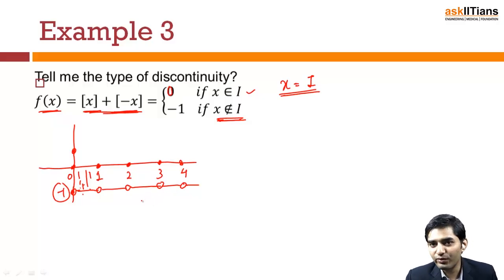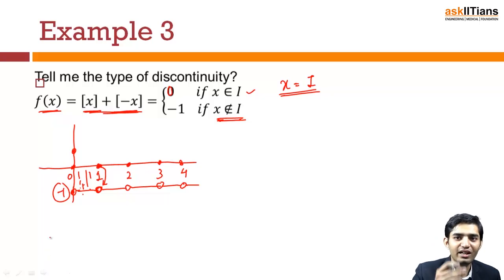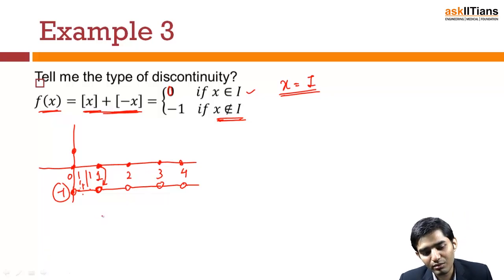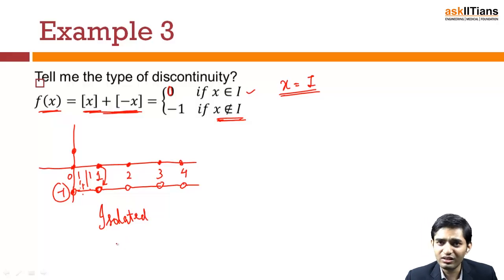And what is the type of discontinuity? The type of discontinuity will be, see, the point is missing from here and the point is present here. So that means this point is isolated, right? If this point was present here, then the function would have been continuous, but it is shifted a bit. So this is nothing but isolated point type. The point is isolated. So in this case also the limit will exist.